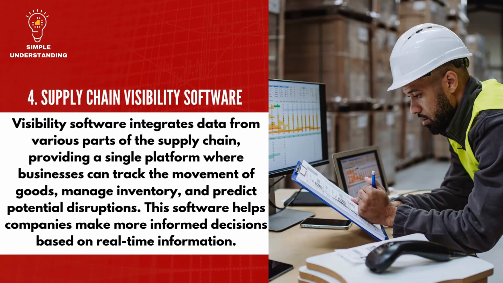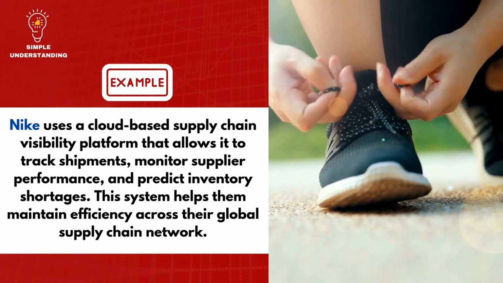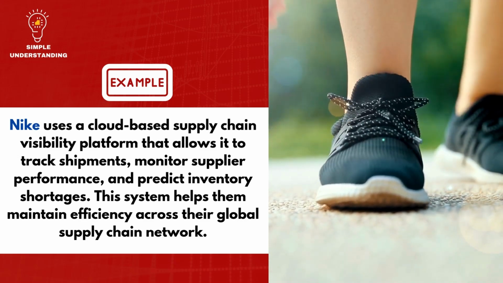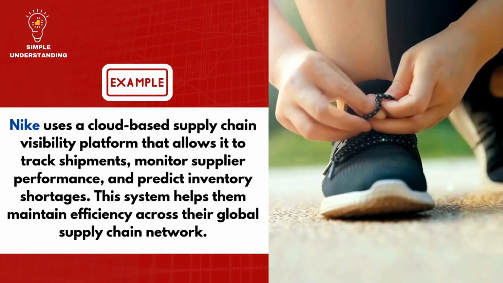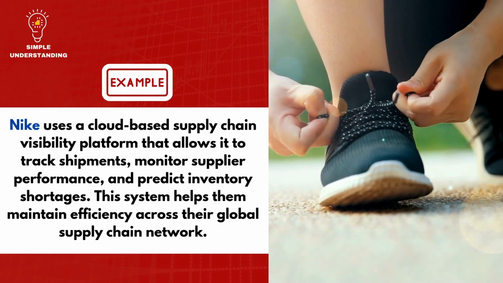4. Supply chain visibility software. Explanation. Visibility software integrates data from various parts of the supply chain, providing a single platform where businesses can track the movement of goods, manage inventory, and predict potential disruptions. This software helps companies make more informed decisions based on real-time information. Example: Nike uses a cloud-based supply chain visibility platform that allows it to track shipments, monitor supplier performance, and predict inventory shortages. This system helps them maintain efficiency across their global supply chain network.